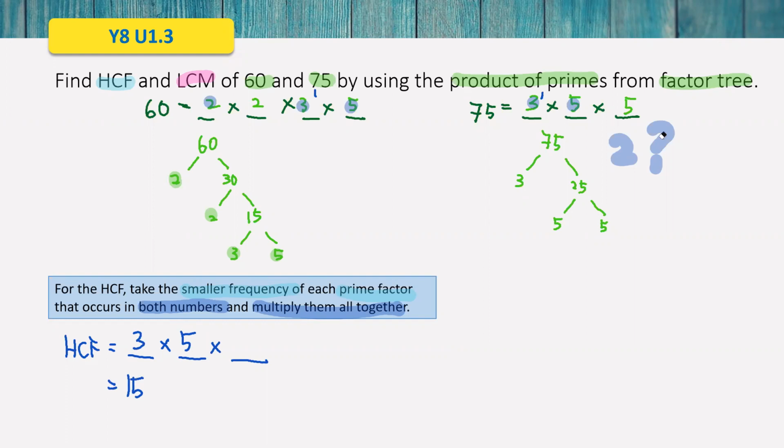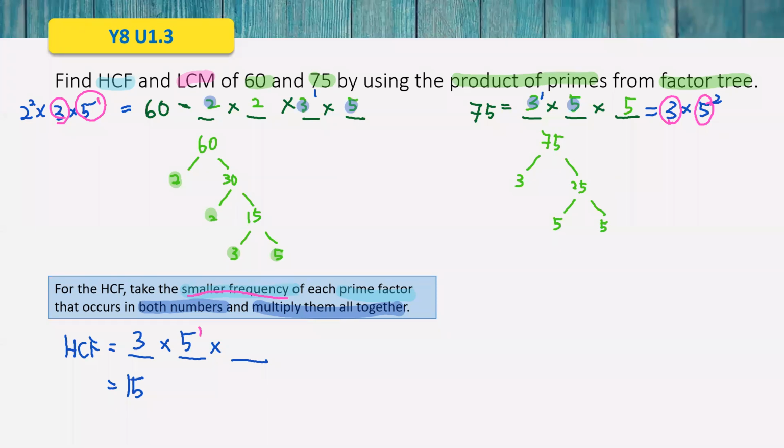Another way to show it is I can put this as 2 multiplied twice, multiplied by 3 and 5. Same goes to 75, 3 multiplied by 5, repeating twice. So I'm choosing the prime factor that exists in both 60 and 75. So that's 3. Of course, 5, but I only take one 5 and not two, because I'm going to find the smaller frequency. So that's one 5 here.